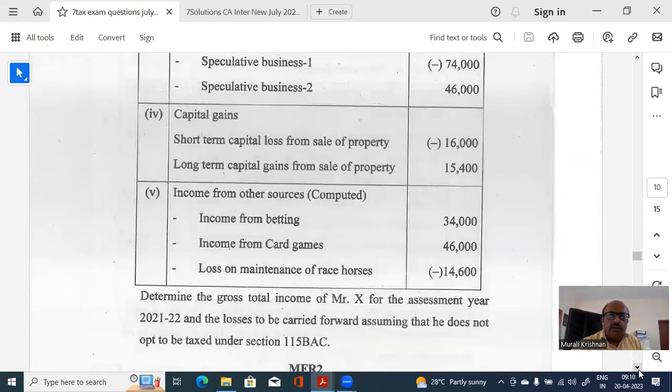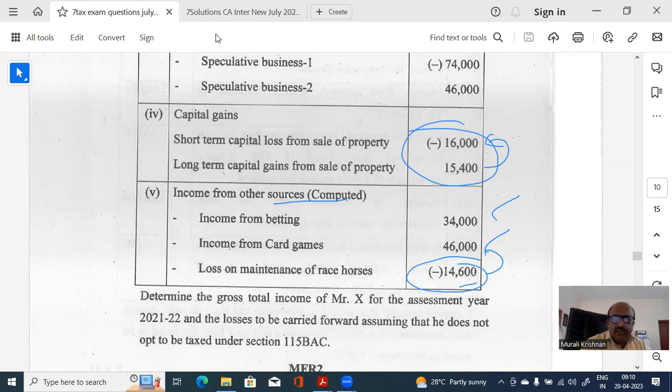Now, short-term capital gain. Again, long-term gain can be adjusted with short-term loss. Long-term gain can be adjusted. Long-term loss cannot be adjusted. So this can be adjusted. Similarly, betting, this has to be kept separately. These are together. Loss on maintaining, this cannot be adjusted with other heads. It has to be adjusted only with the same head. So let us look at the solution.